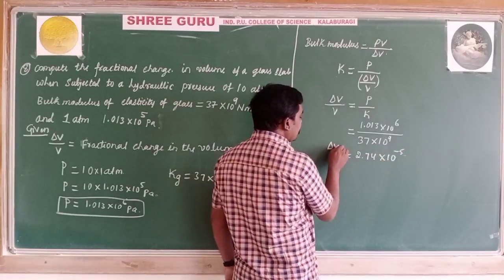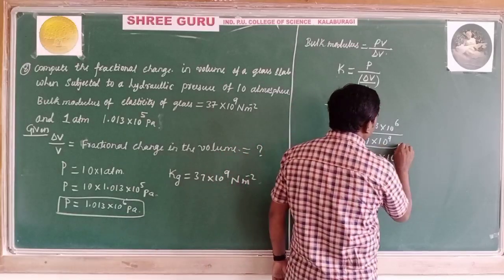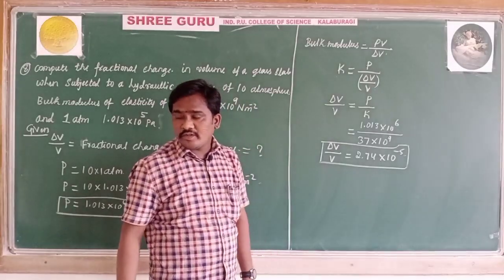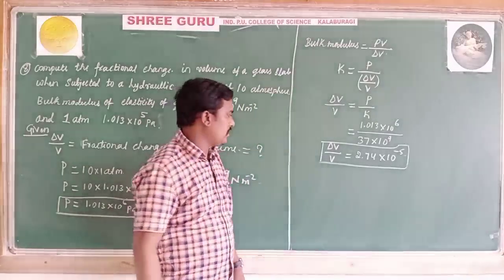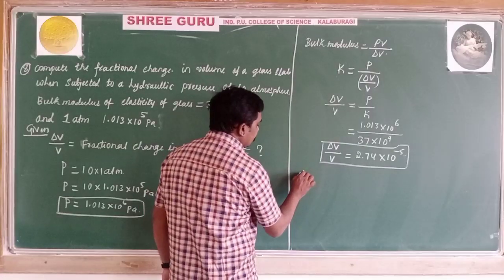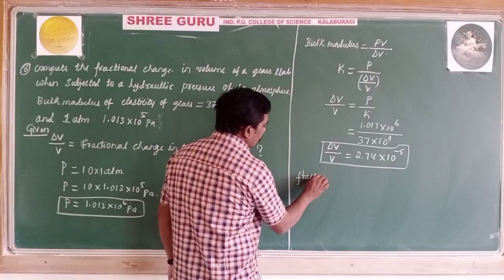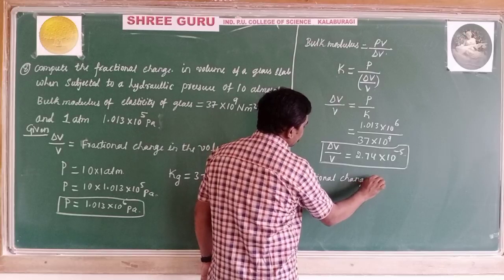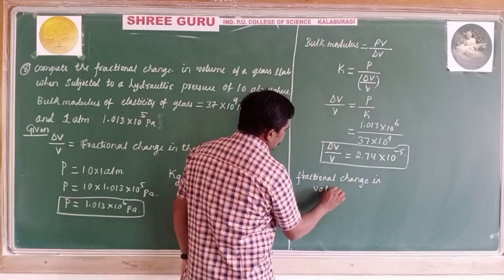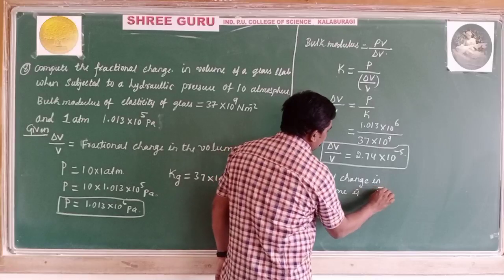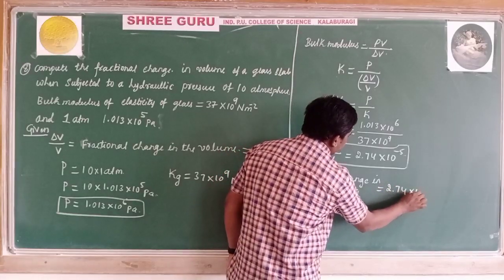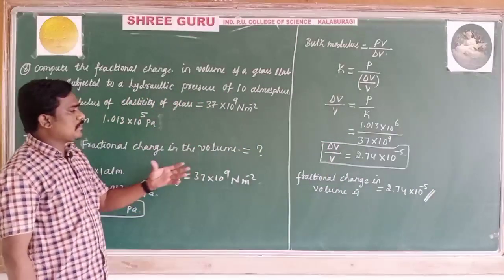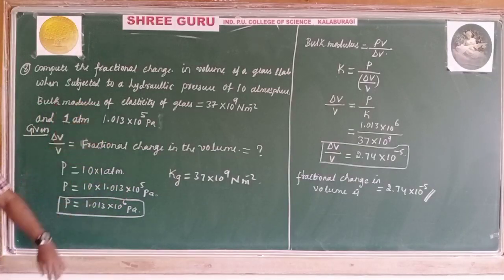What is the unit? Change in volume with respect to original volume is nothing but a volume strain. There is no unit for strain quantities. The fractional change in volume is 2.74 into 10 raised to minus 5. This is a very small value. This much fractional change occurs in that glass slab.